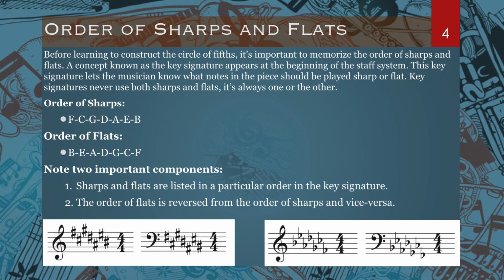If you look at the order of flats in the next image with a treble clef, it starts on B flat, and then it goes up to E flat, down to A flat, up a fourth to D flat, down a fifth to G flat, up a fourth to C flat, and then down a fifth to F flat. If you'll notice in the bass clef, that F flat actually occurs right below the staff. That's the correct positioning for the bass clef F flat.